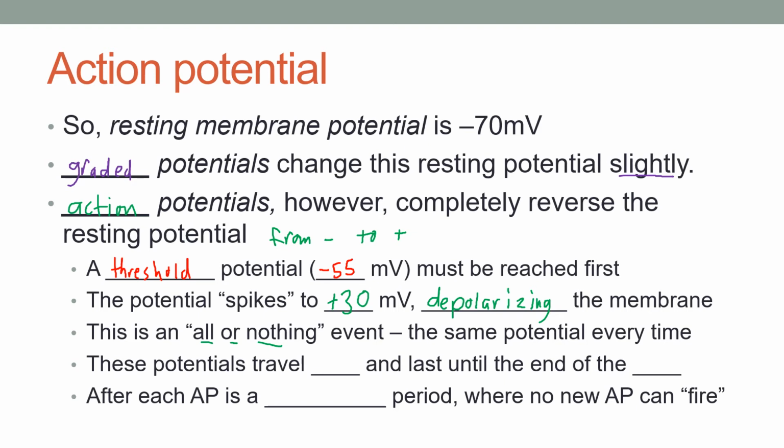These potentials travel fast and last until the end of the axon, actually the end of the telodendria, or till we get to the axon terminals. Okay, after each action potential is a refractory period where no new action potentials can fire. Okay, a refractory period is a time of enforced rest.